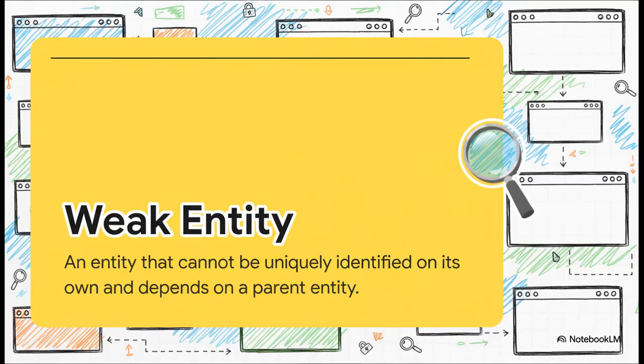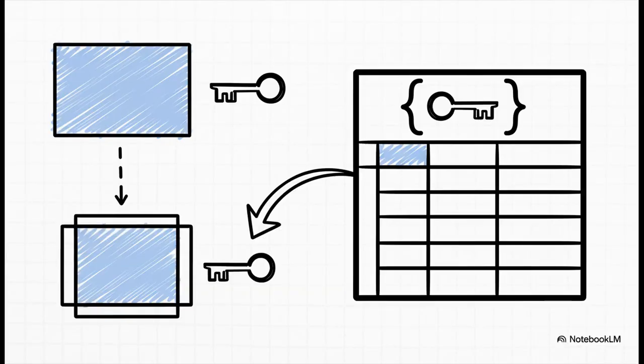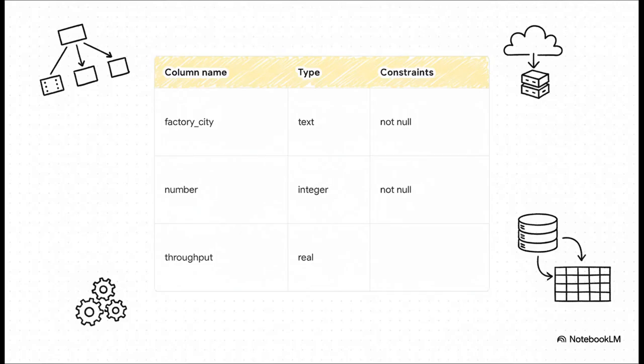But not every entity is so independent. We also have to deal with weak entities. These are the ones that can't be uniquely identified all by themselves. They kind of depend on a parent entity just to exist. Think about it like an assembly line. An assembly line number only makes sense if you know which factory it's in. So, weak entities, they get their own tables too, but there's a little trick to it. To make them unique, they have to borrow the primary key from their parent entity. Then, they combine that borrowed key with their own partial key, and together, those two pieces create what we call a composite primary key.